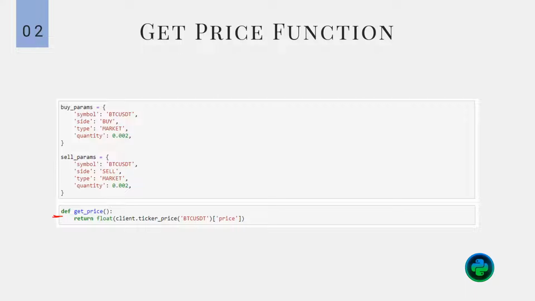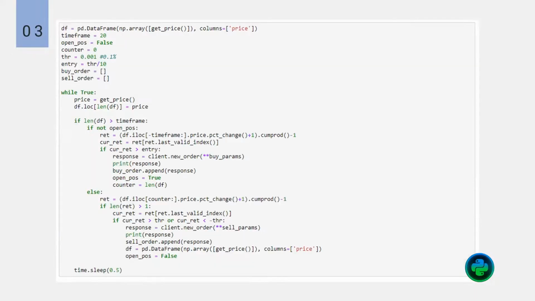Here we simply trigger the ticker price from the Binance API for the Bitcoin USDT price. Alright, that was it with the preparation.